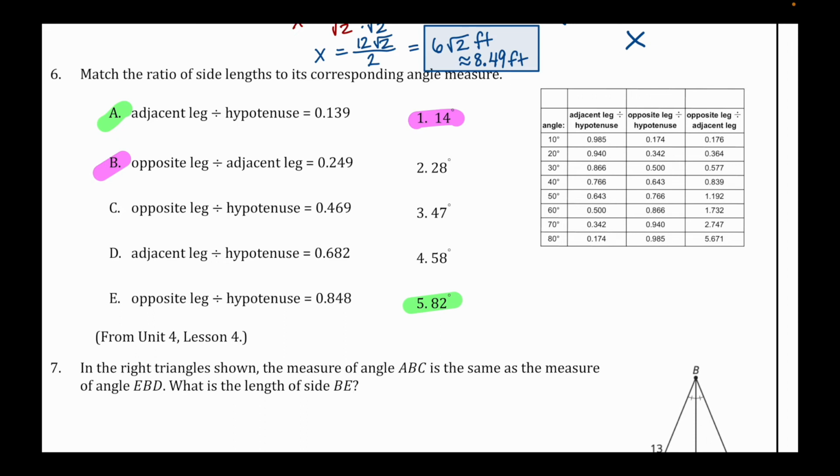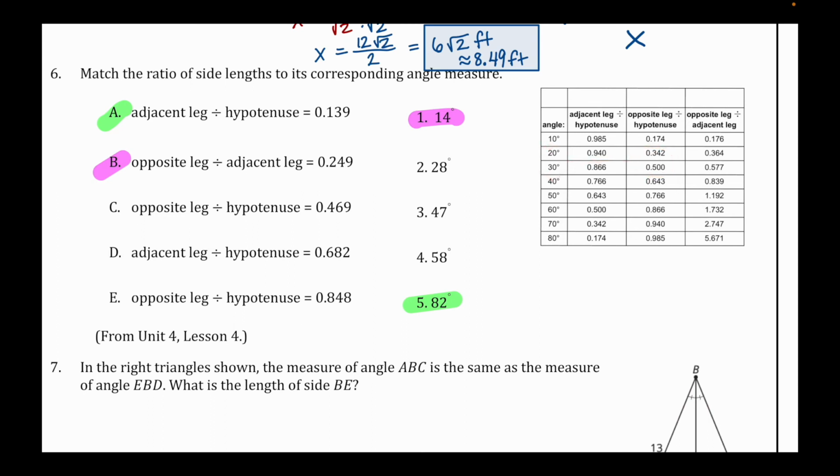Okay, let's look at C. C is opposite over hypotenuse, so that is going to be sine. And we're looking at 0.469, so 0.4. So it's decreasing as it goes up. So 0.4 is going to be in between these two here. So that looks like in between 20 and 30.